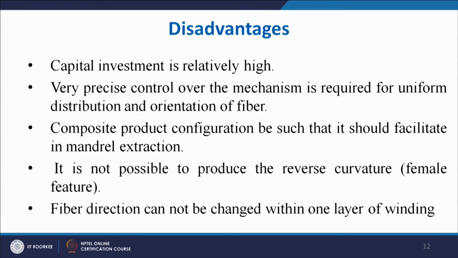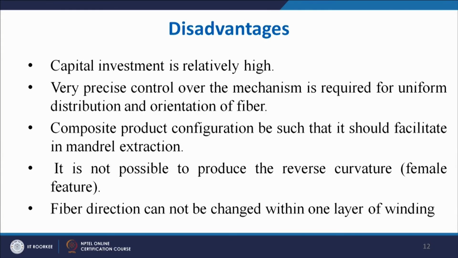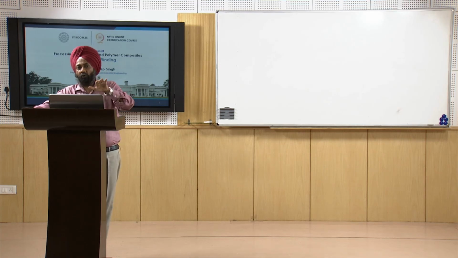It is not possible to produce reverse curvature or female features. So this is one limitation in case of the filament winding process. Fiber direction cannot be changed within one layer of winding. So for one layer of winding, the fiber orientation will remain the same.